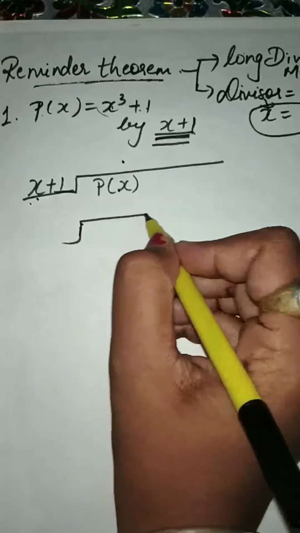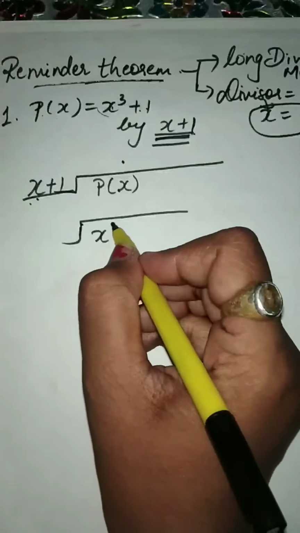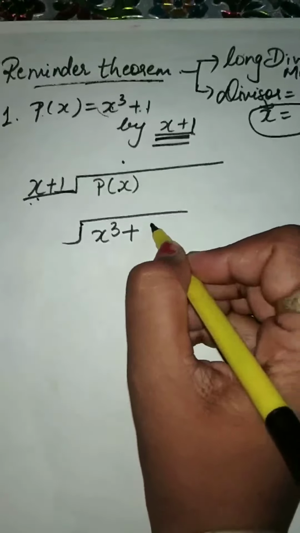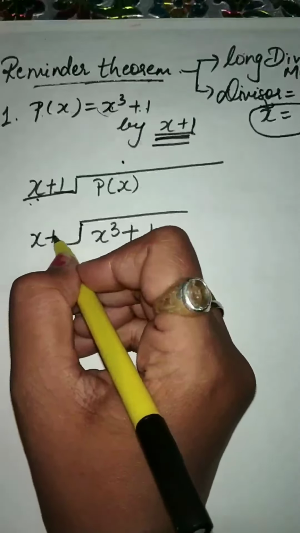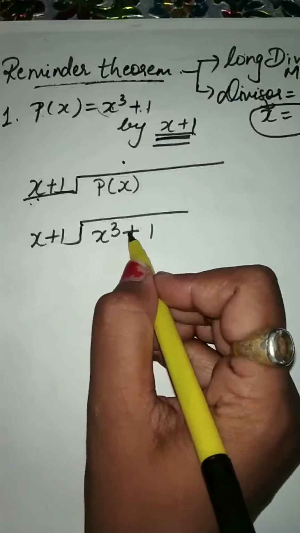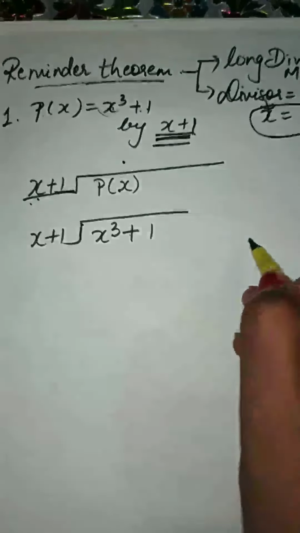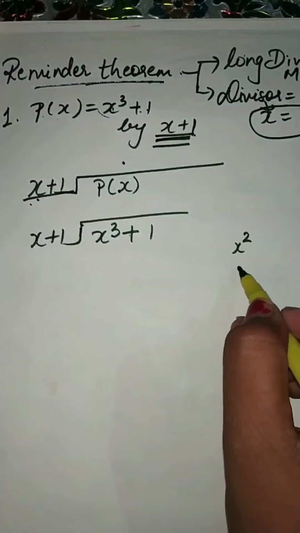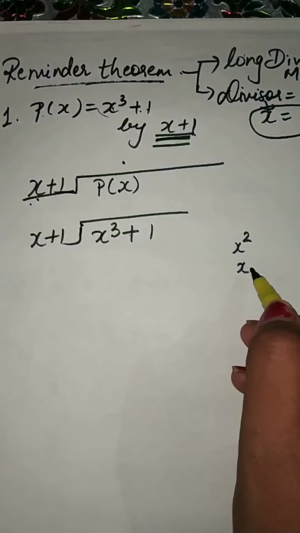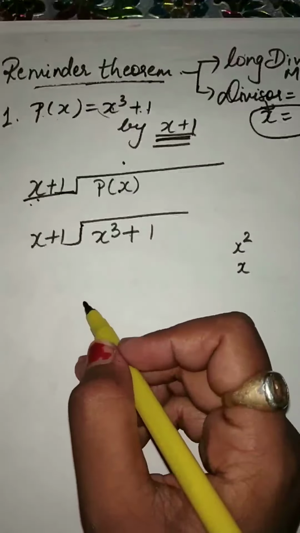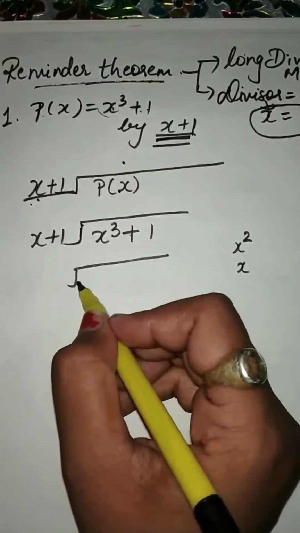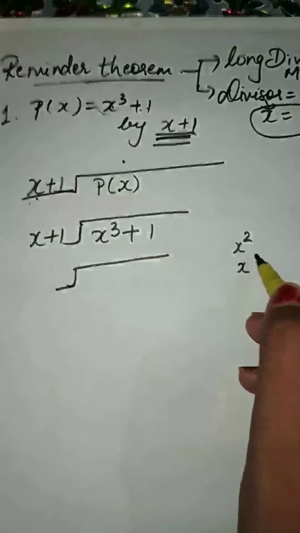Here it is given x cube plus 1, and here we have x plus 1. Now just see, here we don't have directly the power of 2 and the power of x. So how are we going to make it? First of all, arrange according to the degree.